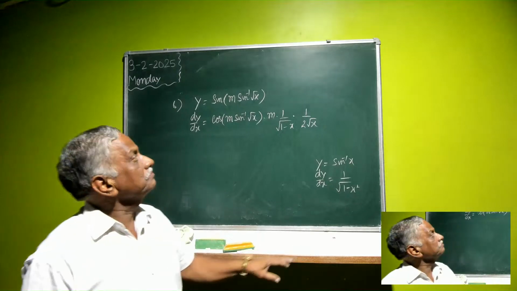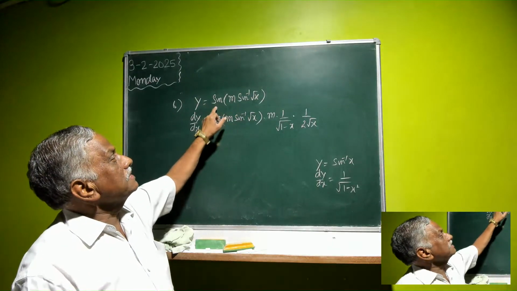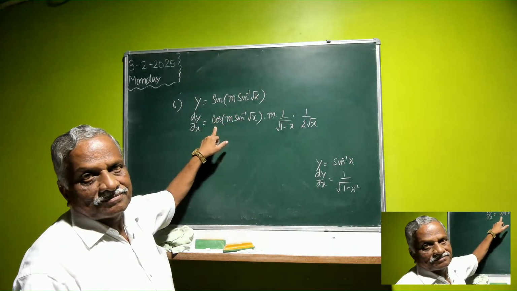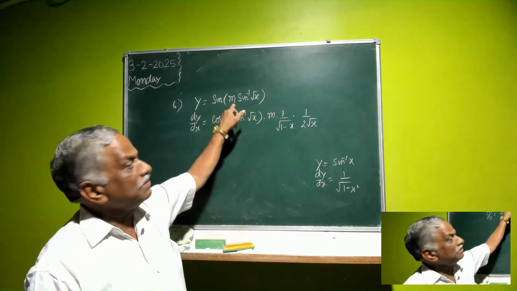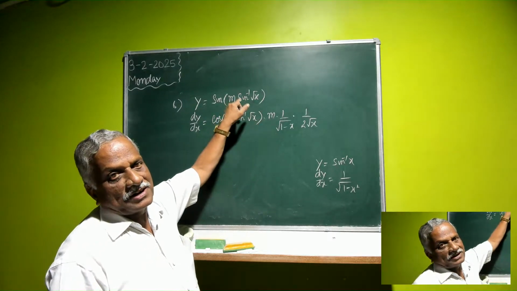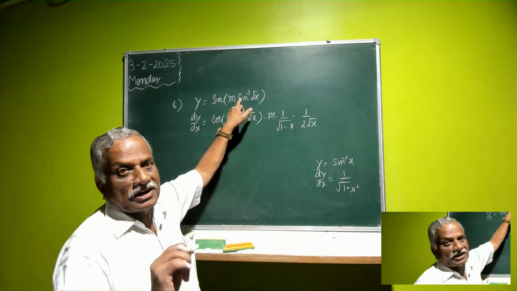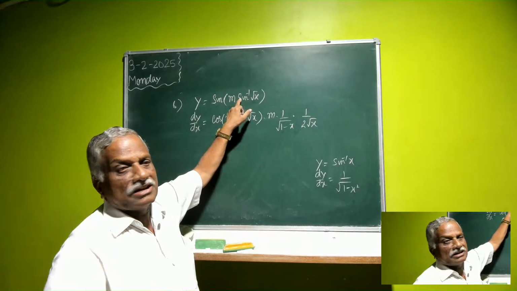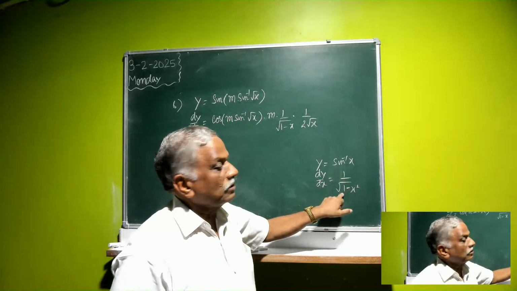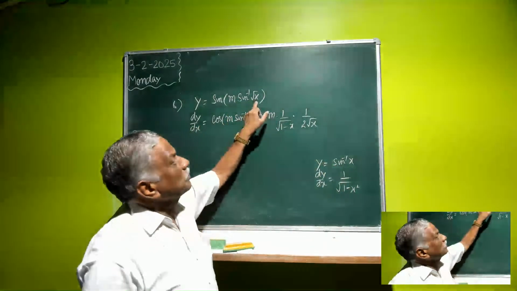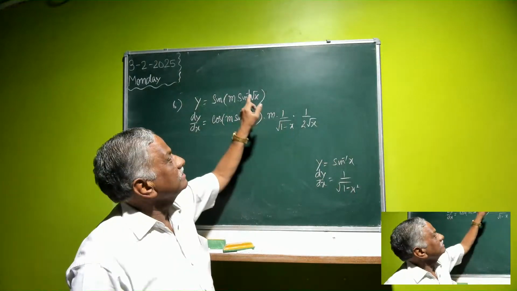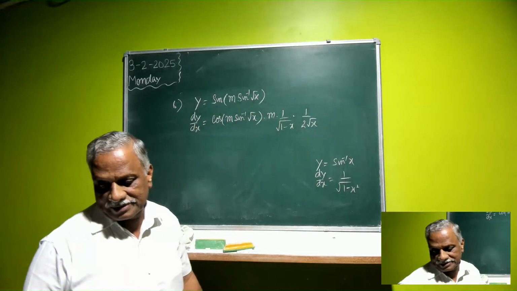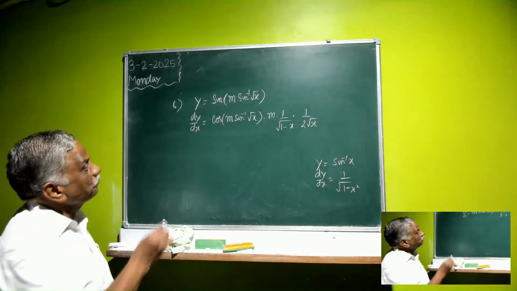Repeat what I said. First you differentiate sine, you get cos. Enter inside, m is a constant, I keep the constant as it is. Differentiate sine inverse. I'm not looking at root x, I'm just looking at sine inverse. Sine inverse x gives 1 over root of 1 minus x square. But you have got root x whole square is x. Then differentiate root x, 1 over 2 root x. Let's go to the next problem.